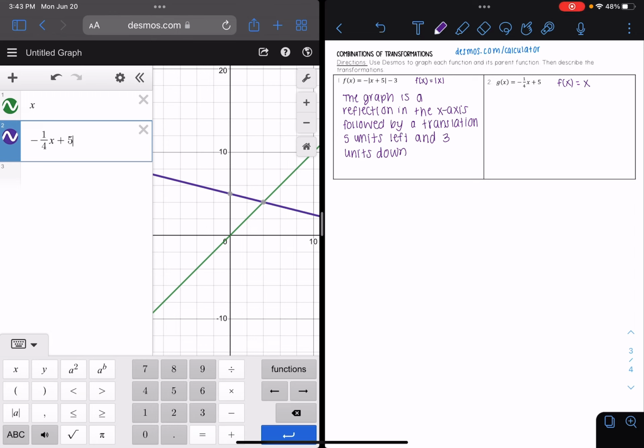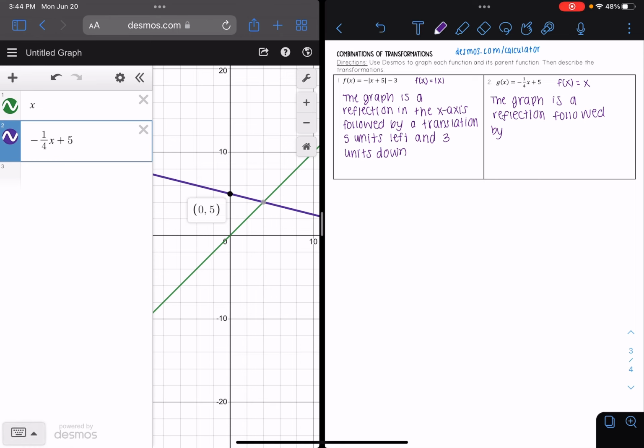So my parent function here is in the green and my g of x is in purple. The first thing I notice is that it is also reflected. So I can say the graph is a reflection. Followed by, I also noticed that my purple function here went up 5 units. So I'm going to say it's followed by a translation 5 units up.